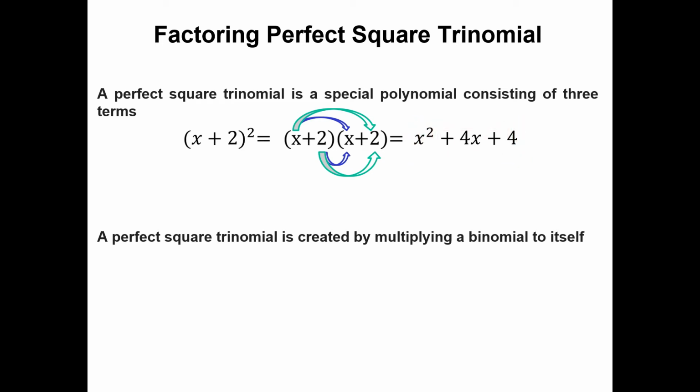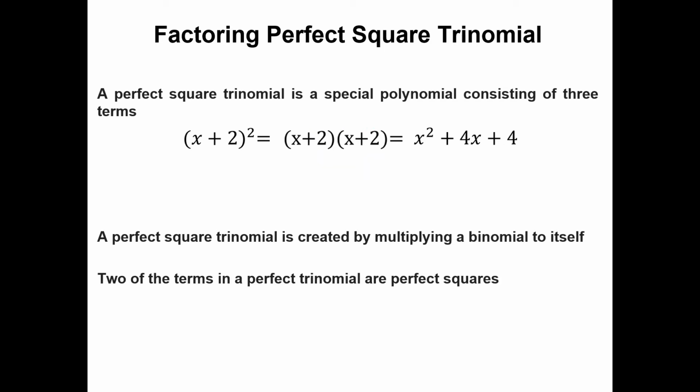Here is another way to determine a perfect square trinomial. Two of the terms of a perfect square trinomial are perfect squares, particularly the first and the last term. In this example, x squared and 4 are perfect squares, since both of them have square roots.